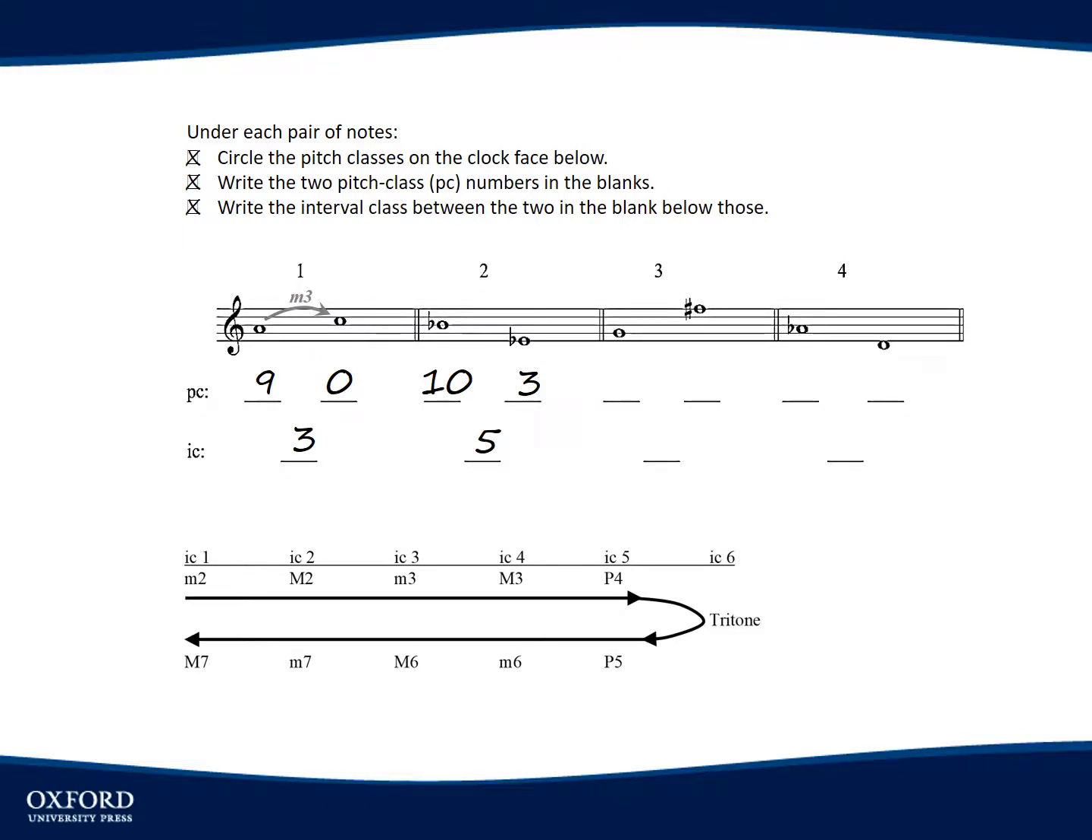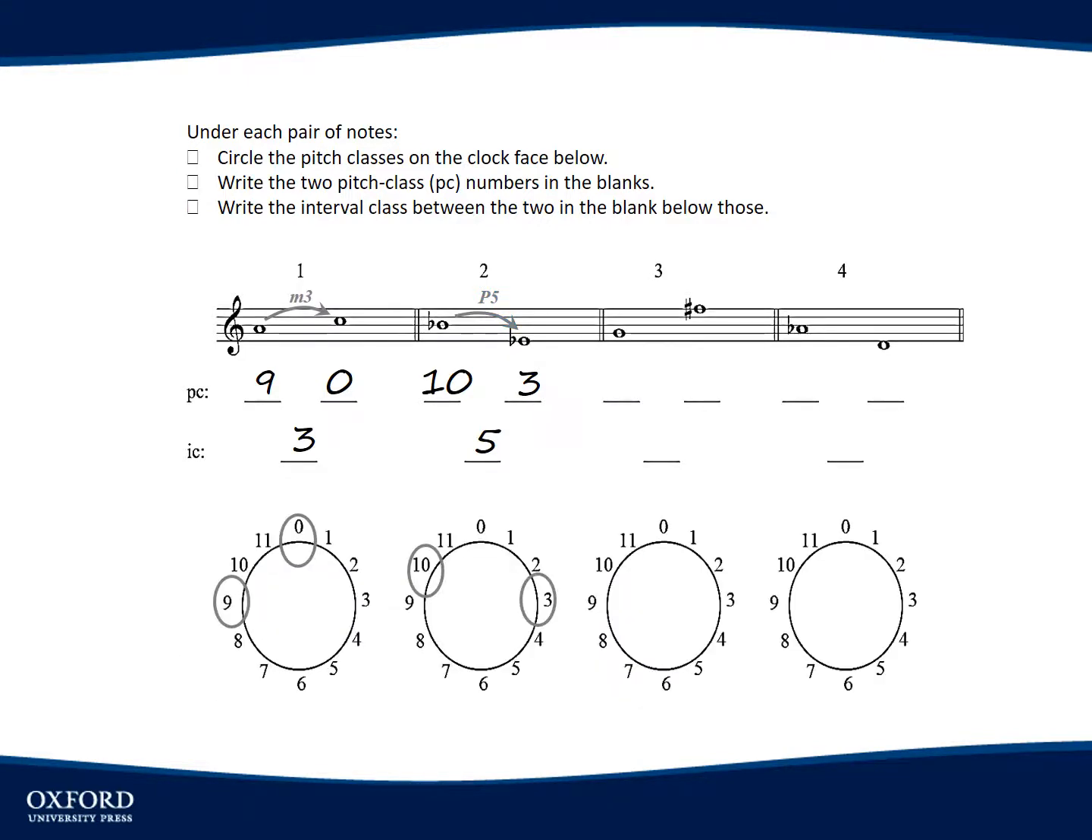Let's check our answer to number 2 using the second method. The interval from B flat to E flat is a perfect fifth, which is under interval class 5 on the chart, the same answer we had from the clock face method. Now let's look at number 3 and begin with the first two steps.